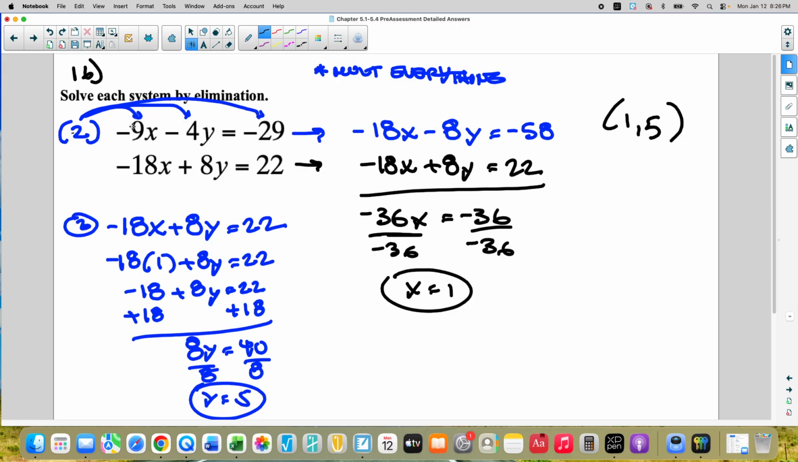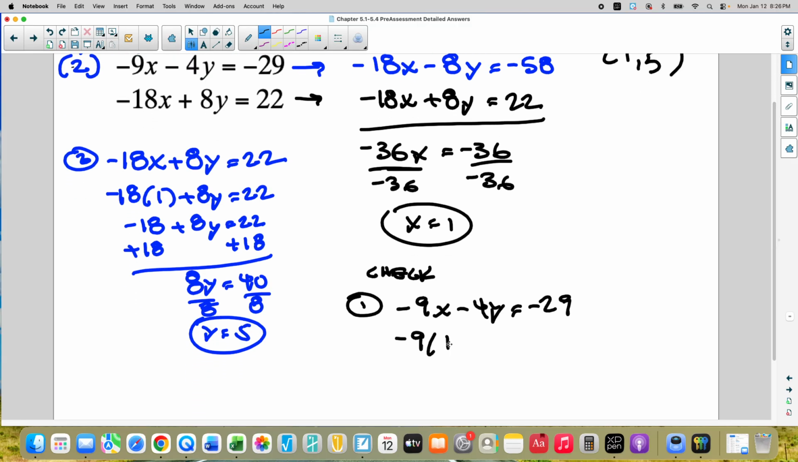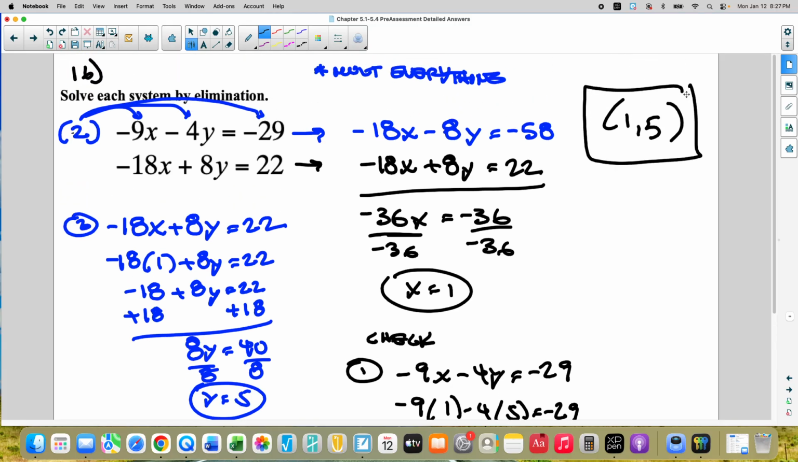I used the bottom equation, so I'll check using the first equation. Negative 9x minus 4y equals negative 29. I have 1 for x. I have 5 for y. Negative 9 minus 20. And yes, negative 29 equals negative 29. So (1, 5) is my solution.